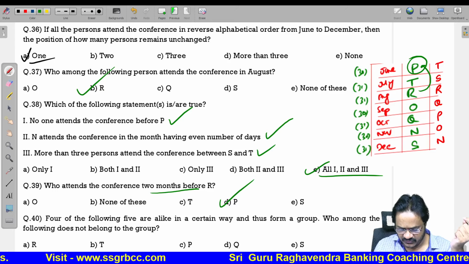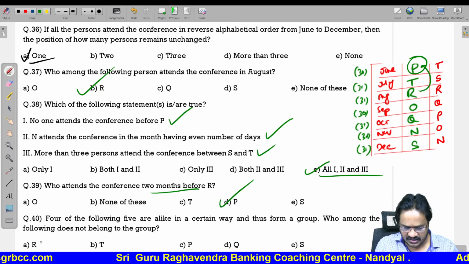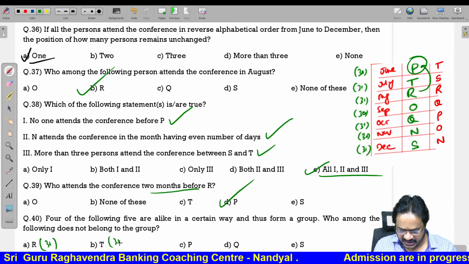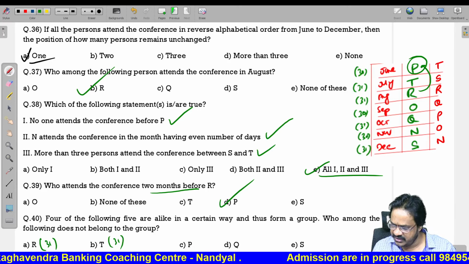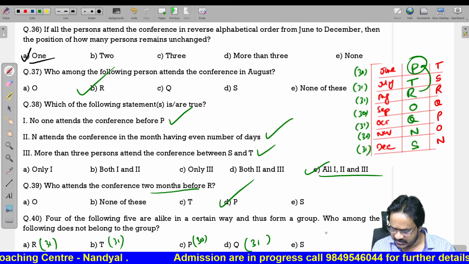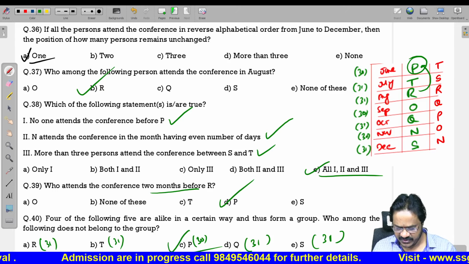Then 4 of the following 5 are alike in a certain way and hence form a group. See, R, August, 31 days. T, it is July, again 31 days. P, it is June, 30 days. Then Q, it is October, 31 days. S, December, 31. So which is the odd one out? P is the odd one out.